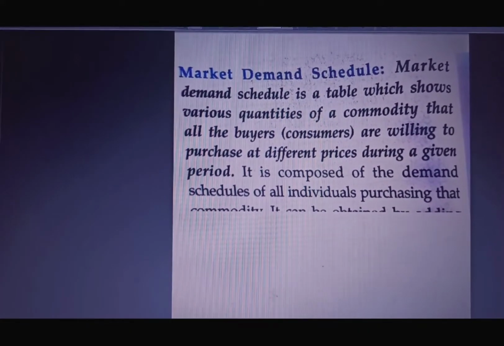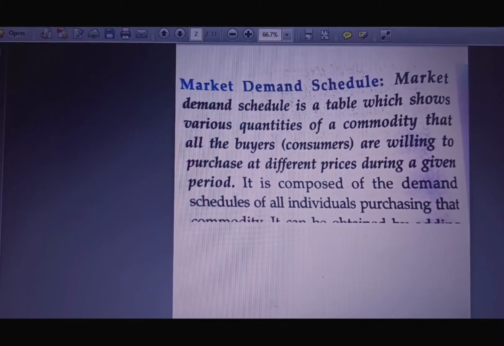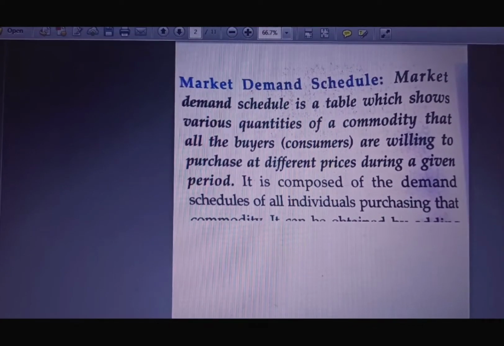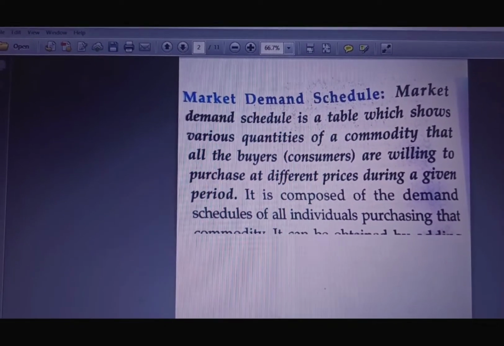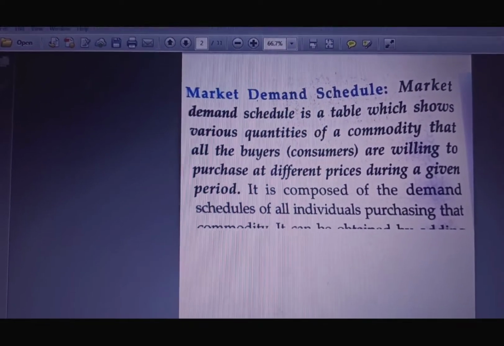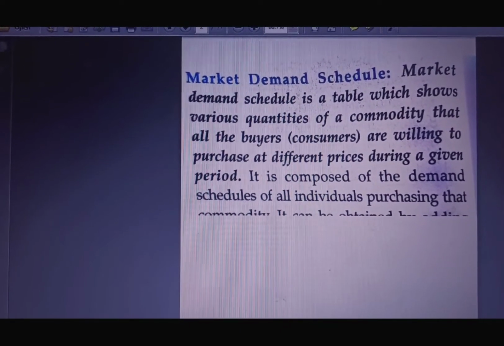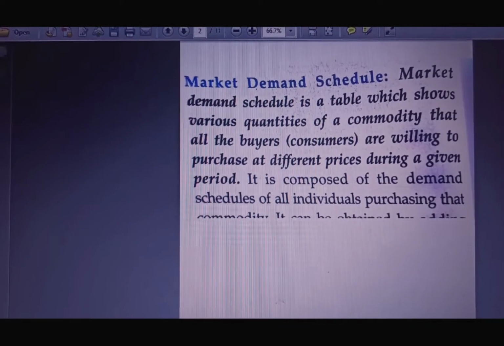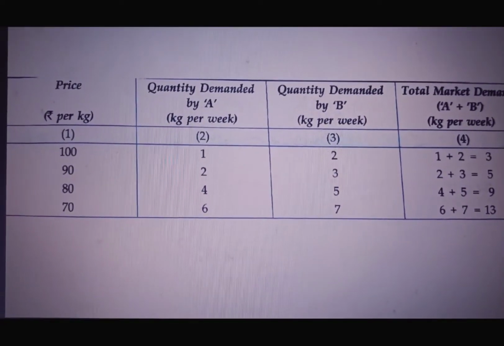After the individual demand schedule, we move towards the market demand schedule. The tabular representation of the demand of two or more consumers at different given prices in a given time period is known as the market demand schedule. For understanding the market demand schedule, we will follow a table like this. Let's have a look at this market demand schedule.